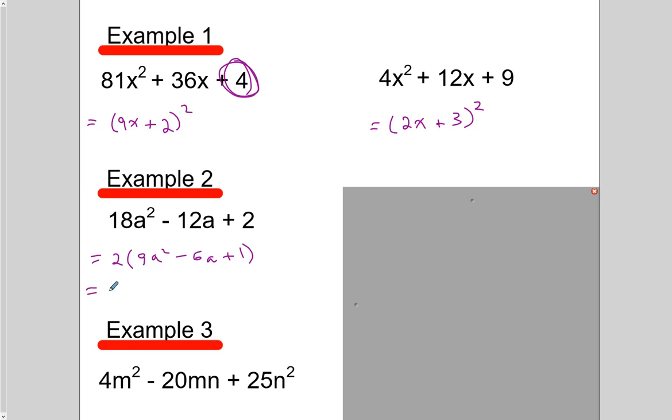And now I'm in a position where I've got a perfect square trinomial. 9a squared, what's the square root of that? Well, it's going to be 3a. 1 squared, what's the square root of that? It's 1. And because we have a minus sign in there, I know there's got to be a minus sign in my brackets. So I common factored first, I recognized my perfect square trinomial, and I did my factoring.